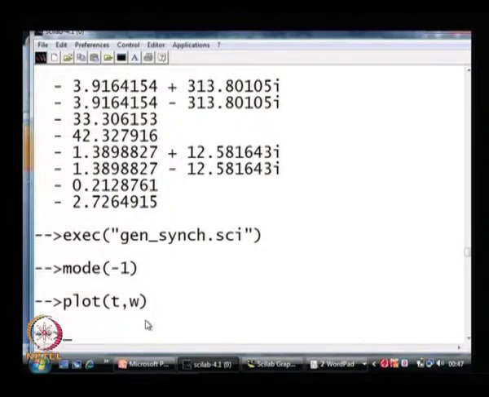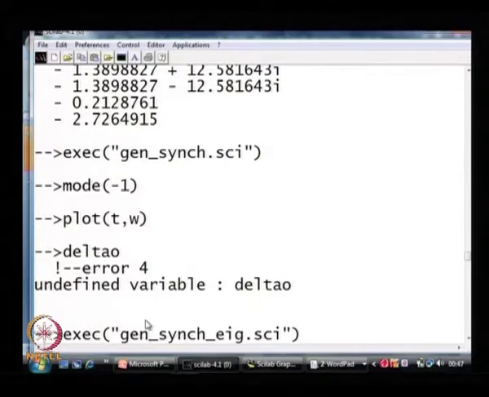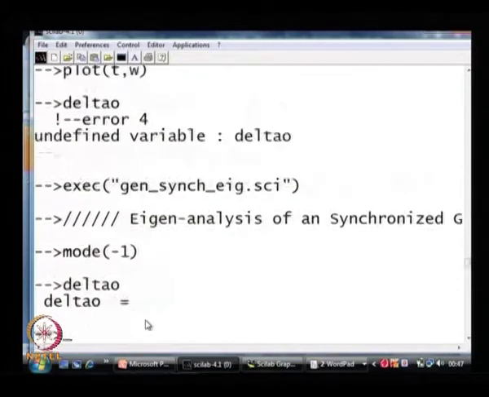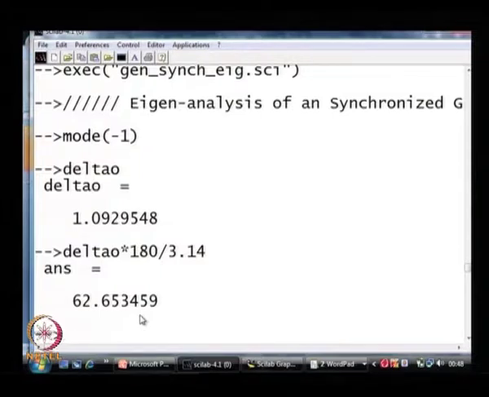In fact, if you look at the value of delta 0 here from the eigen analysis, I will have to redo the eigen analysis program. So, the equilibrium value of delta when Tm is equal to 0 and EFD is equal to 1 is 1.09 radian. So, actually we can convert this radian value to a degree value. In fact, it is 62 degrees.